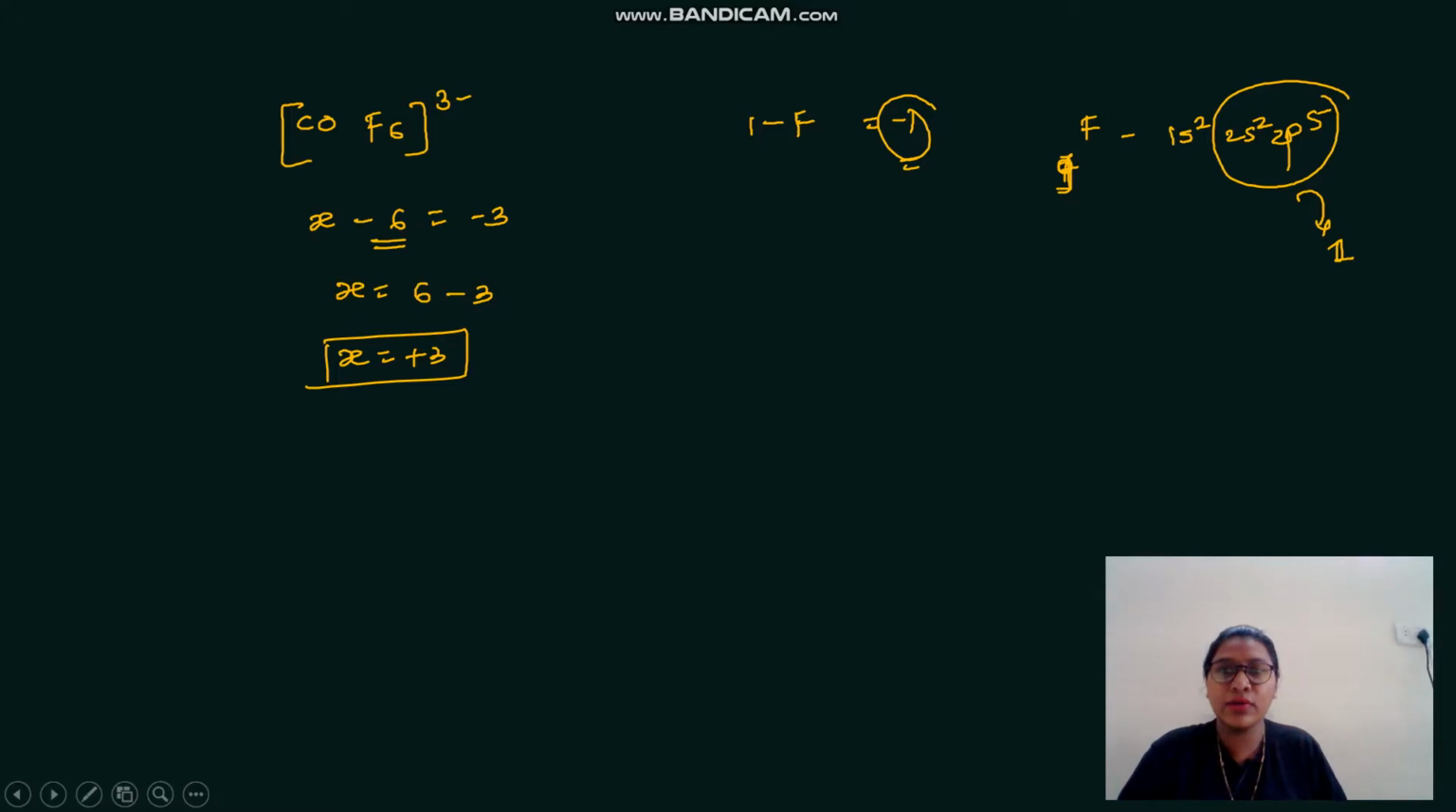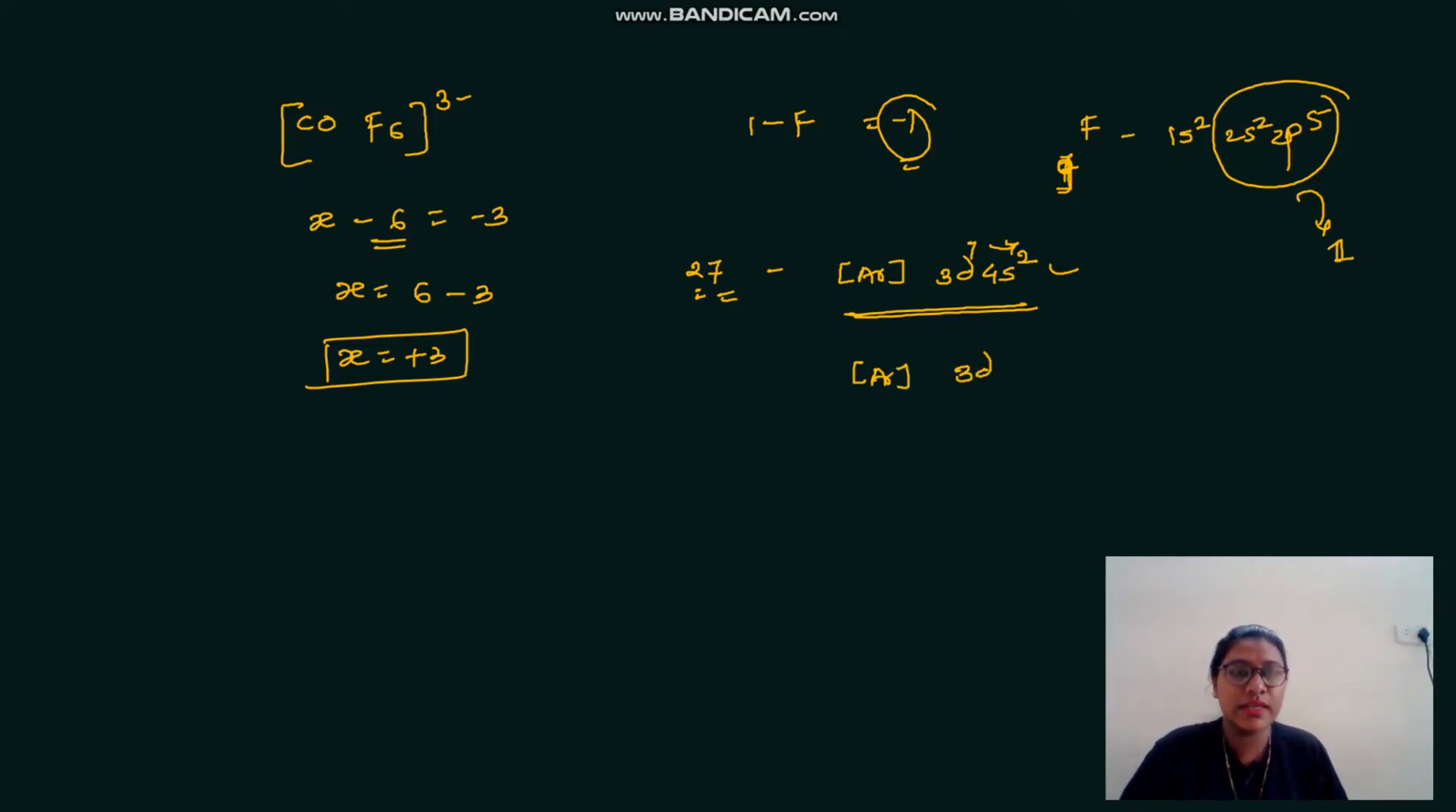Now, how to write the electronic configuration of cobalt? The atomic number of cobalt is 26. Remember the trend: argon 3d 4s. Here 7 electrons go in d and 2 electrons go in s. This is the trick for writing the electronic configuration. For the plus 3 oxidation state, 2 electrons are removed from 4s and 1 electron from 3d, and we get argon 3d6 4s0. This is the Co3+ electronic configuration.